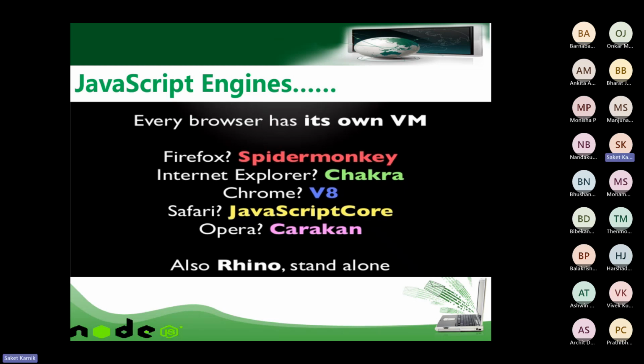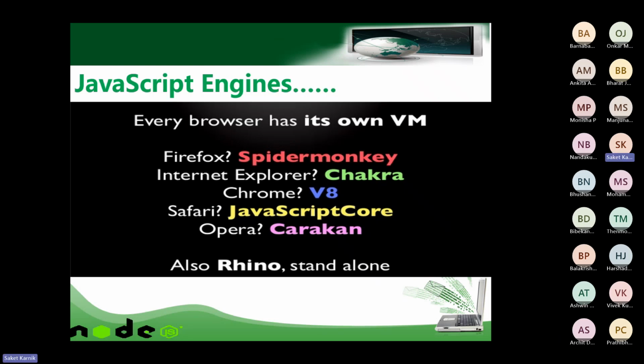We are talking about the JavaScript engines, which provide the JavaScript runtime or the interpreter, right? For that, each browser holds its own virtualized environment, which we also relate to a virtual machine, so VM. Each browser has its own VM. The names are already given on the screen.